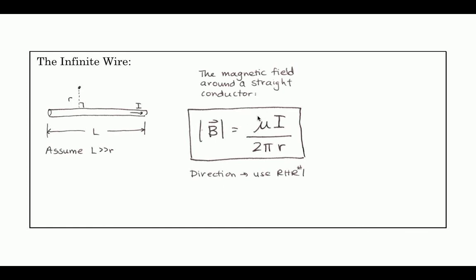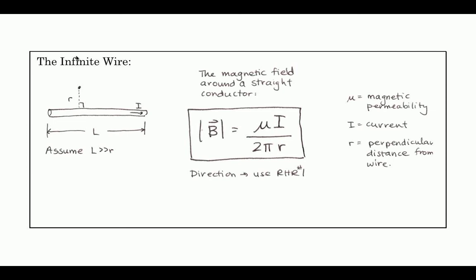Mu is a constant. Just like when we were doing electric fields, we had k, and when we were doing gravitational fields, we had big G. Mu is the magnetic permeability. I is, of course, the current flowing through the wire, and r is how far away the point is that you want to find. Obviously, as r gets bigger, the magnetic field gets smaller. The farther away you go from the wire, the smaller the magnetic field gets.